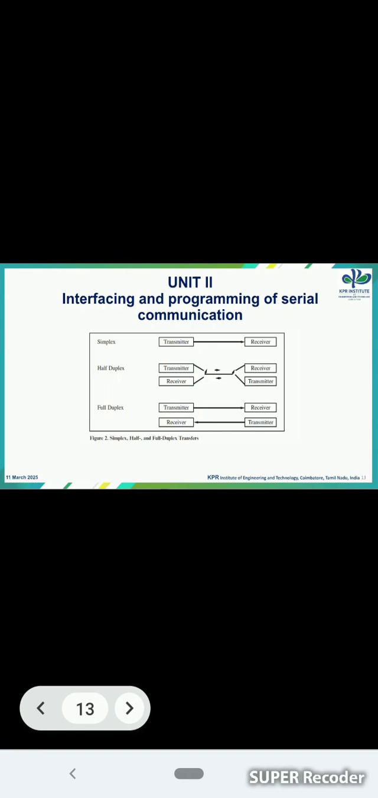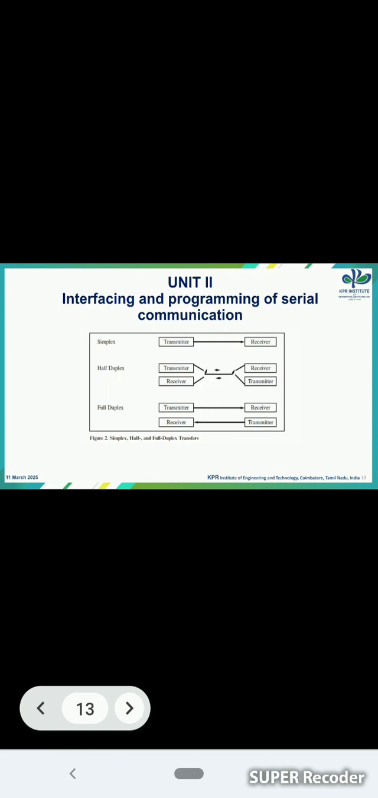In a simple way, at one instant, it can act as a transmitter or a receiver. It cannot perform both the operations of transmission and reception simultaneously. That will be the advantage of using the full duplex communication.